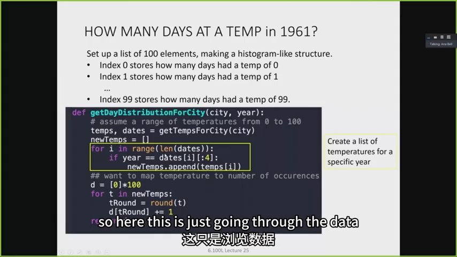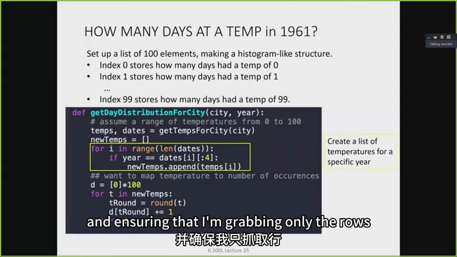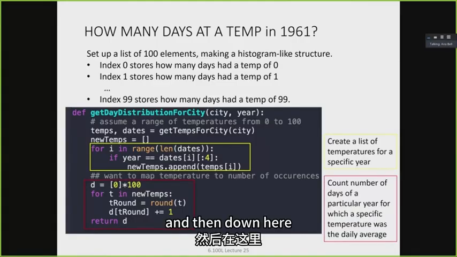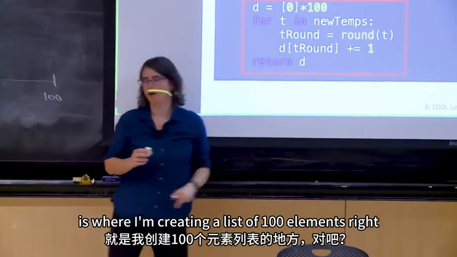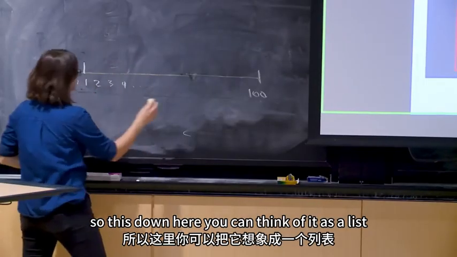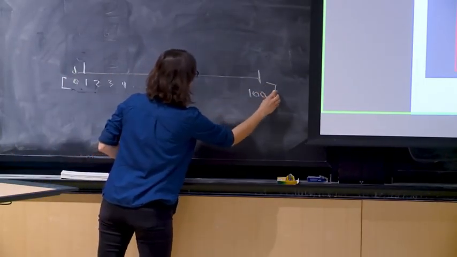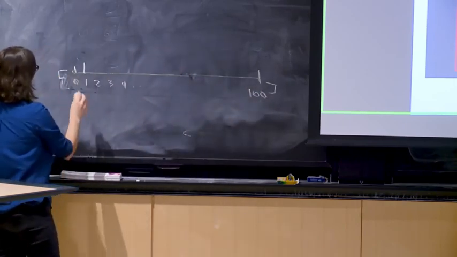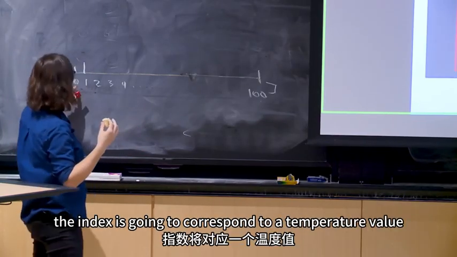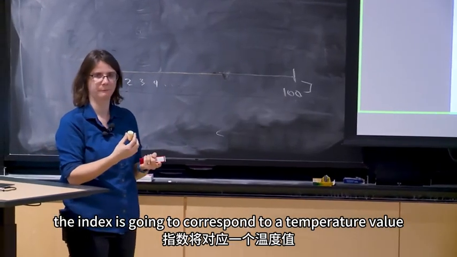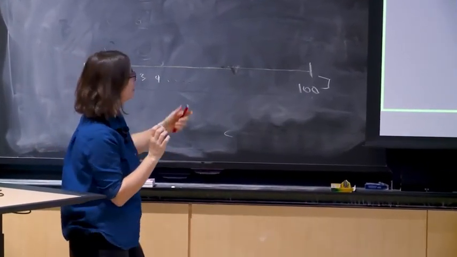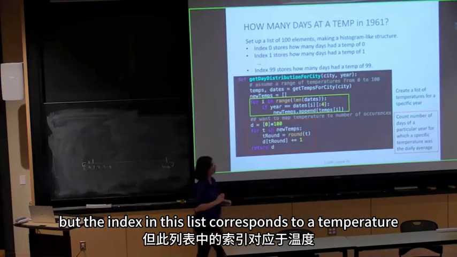Here, this is just going through the data and ensuring that I'm grabbing only the rows that match that year. And then down here is where I'm creating a list of 100 elements, right? So down here, you can think of it as a list like this. And the index worked out really nicely: the index is going to correspond to a temperature value. Which is weird to think. It only works in this particular scenario with Fahrenheit temperatures. But the index in this list corresponds to a temperature.